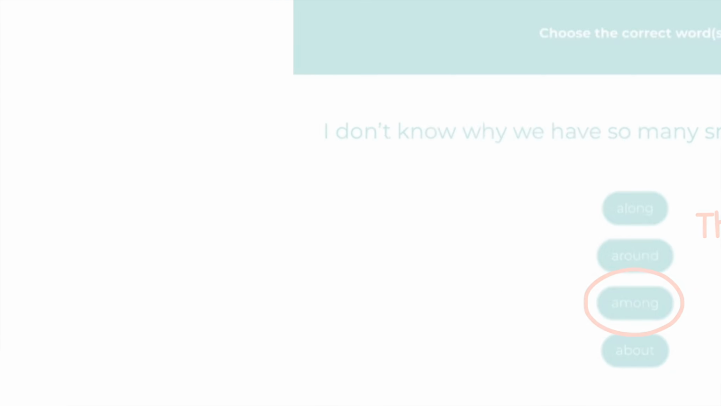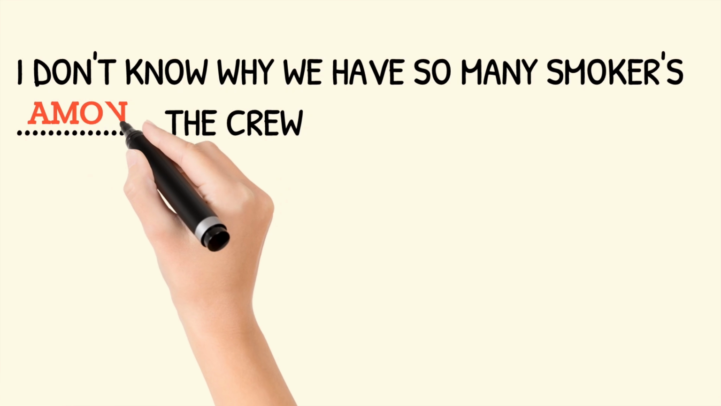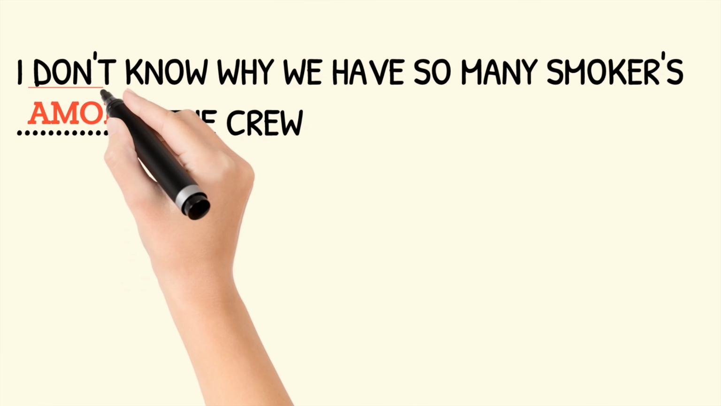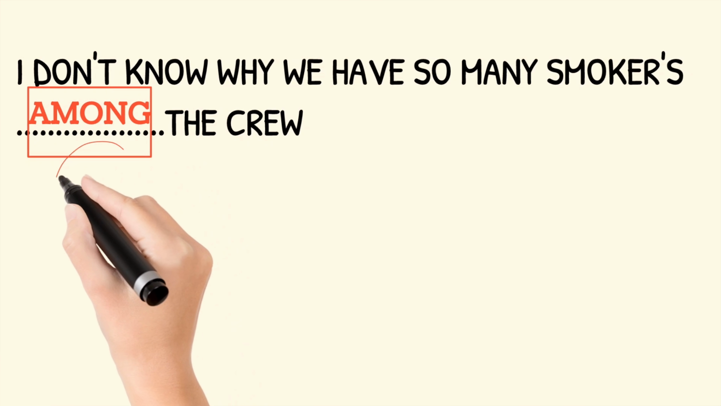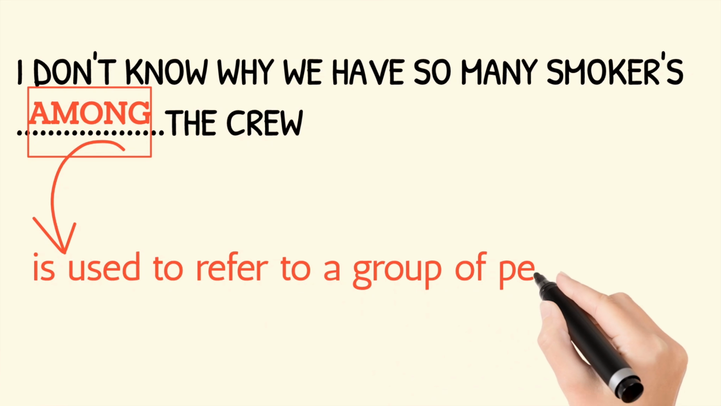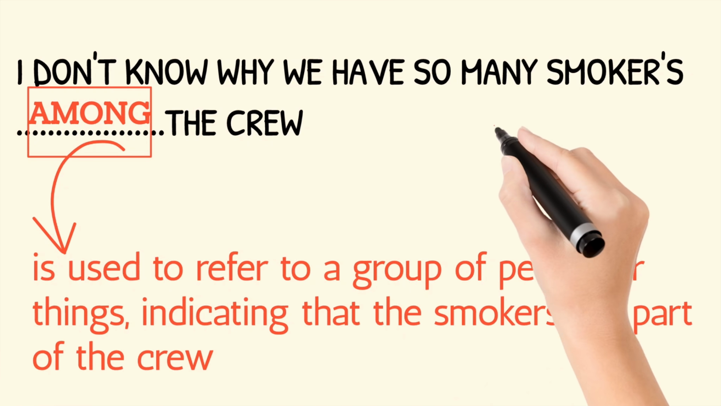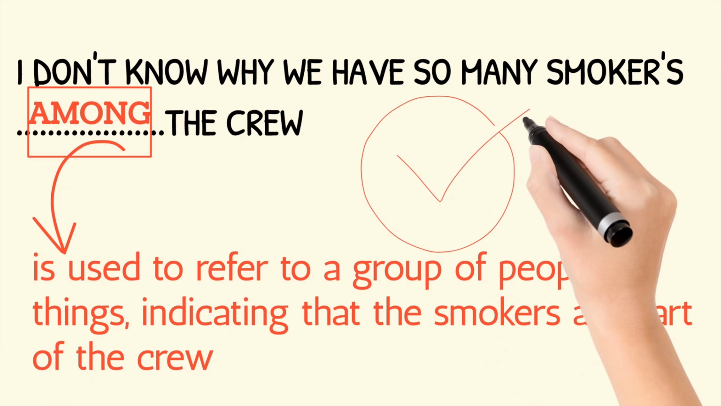Let me explain why. The sentence, I don't know why we have so many smokers among the crew, suggests that the speaker is referring to a group of people, in this case, the crew. So the word among is used to refer to a group of people or things, indicating that the smokers are part of the crew. How about the word along?